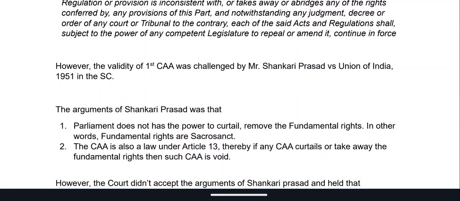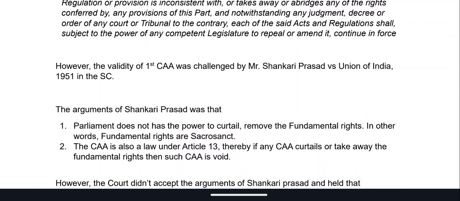The first question was whether the parliament can alter, take away or change the fundamental rights. Whatever fundamental rights are there in the constitution, can they be taken away, abridged or altered by the parliament? Does parliament have that power, is one point to be considered in Shankari Prasad. The other one was whether a constitution amendment is a law under Article 13(2).